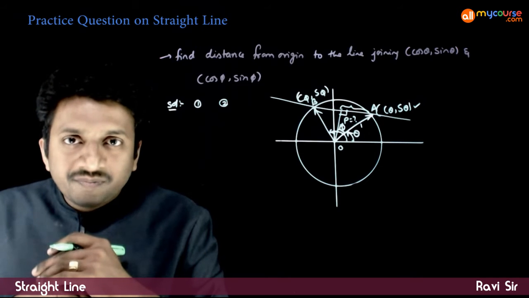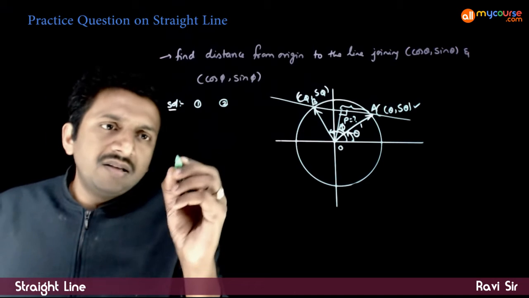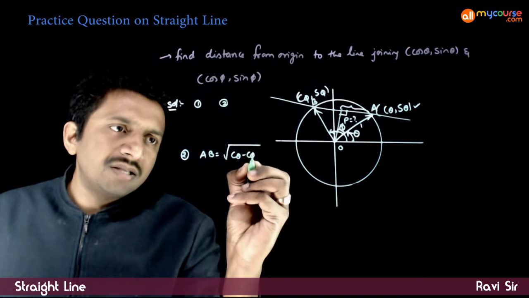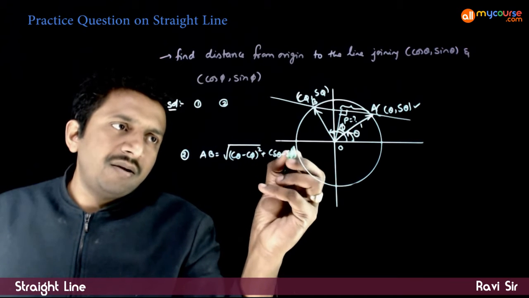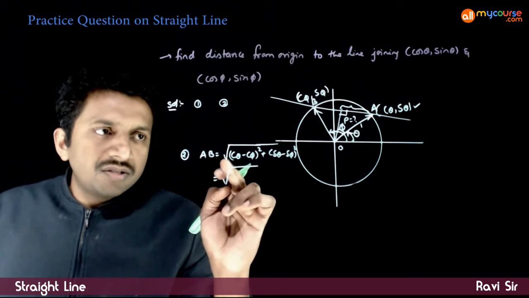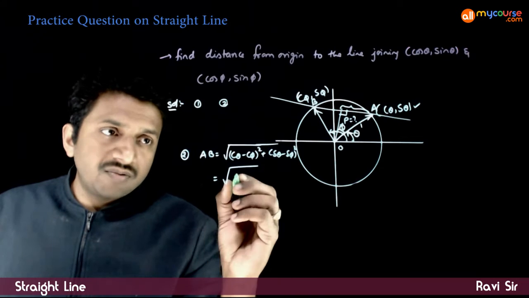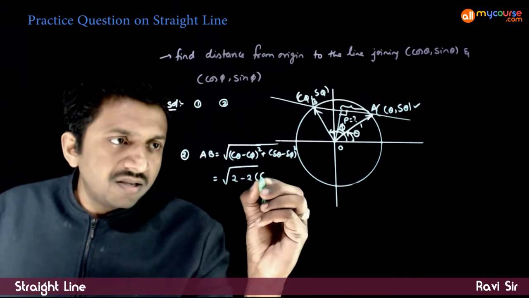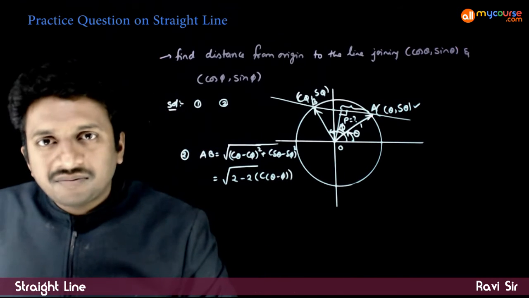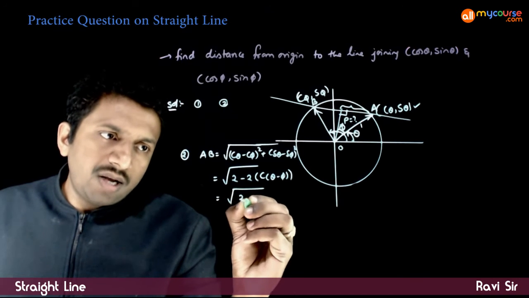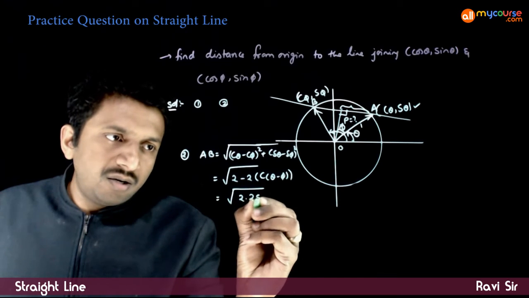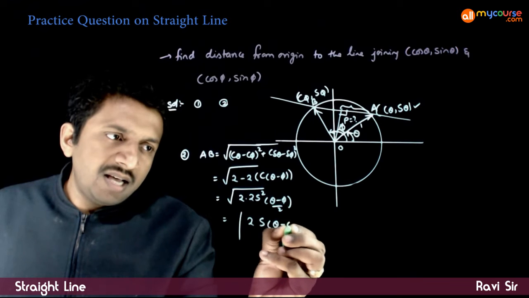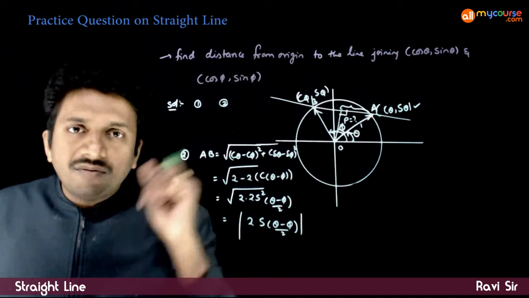So let us do both these methods. The second method seems to be a little easier. So in the second method, let us first find AB. AB is equal to the root of (cos theta minus cos phi) whole square plus (sin theta minus sin phi) whole square. That is equal to the root of cos square theta plus sin square theta, which is 1, plus cos square phi plus sin square phi, which is 1. So 1 plus 1 is 2, minus 2 times (cos theta cos phi plus sin theta sin phi), which is cos of (theta minus phi). That is equal to the root of 2 times (1 minus cos of (theta minus phi)), which is 2 sin square of (theta minus phi) by 2. That is equal to the modulus of 2 sin of (theta minus phi) by 2. This is the length of AB.